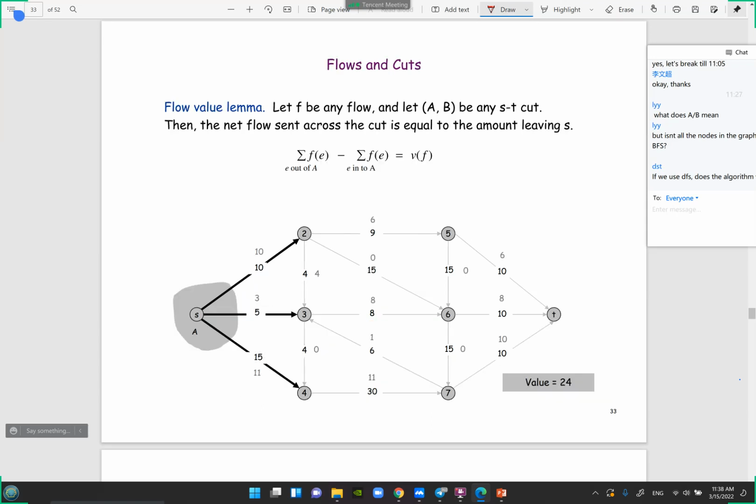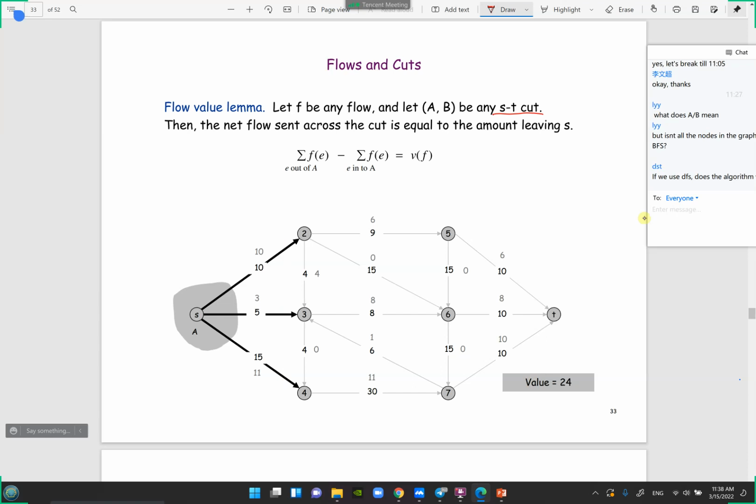Now there's a relationship between flows and cuts. Suppose you take any ST cut. ST cut means that S has to be part of your A set. For example, you cannot just define A to be like this set because this set doesn't include S. So your A set has to include S, and then T cannot be part of your A set. T has to be part of B. So that's an ST cut: S is part of A and T is part of B.